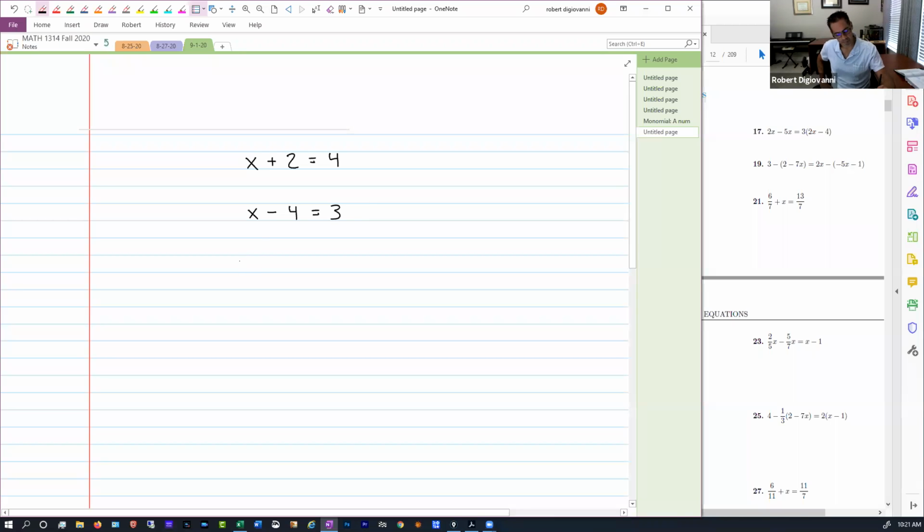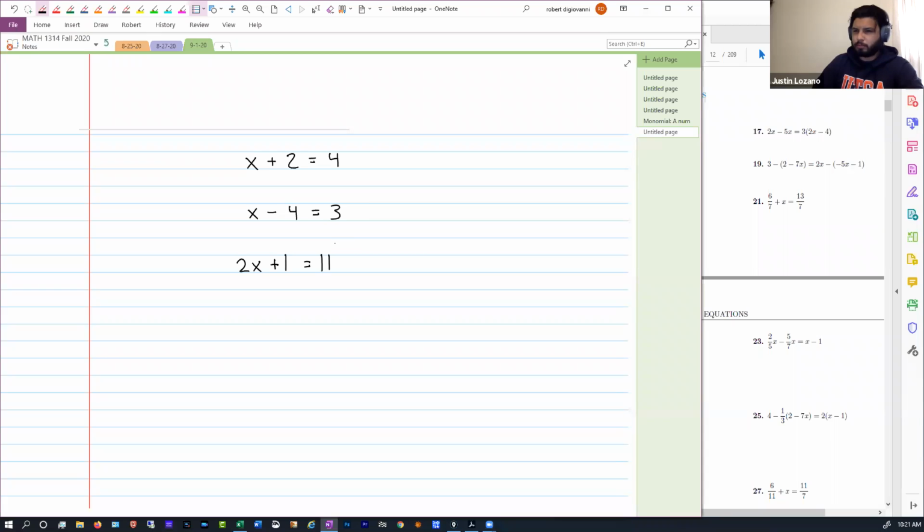Okay, what about this one? Twice a number plus 1 equals 11. Can you figure that out? So what number, when you double it and add 1, you get 11? 5. Okay. So some of you can get these, and then some of you might take a little longer.